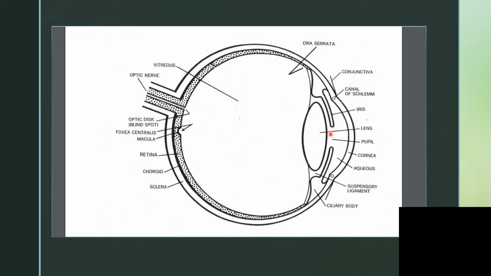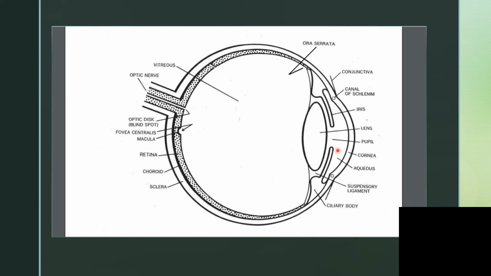Then we have the pupil, which is here. It is just a hole. It's not something that you can touch. It appears black, and that's because there's very little light coming from this dark chamber behind it. Then we have the aqueous humor, and it is the watery fluid that fills the anterior chamber of the eye. It does provide nutrients to some of the surrounding parts.